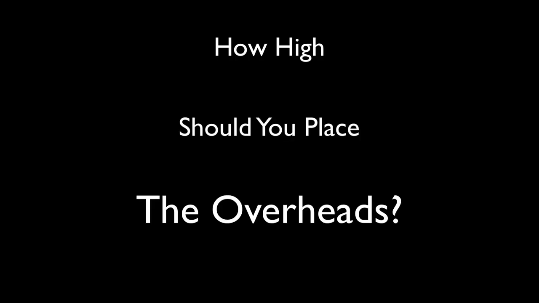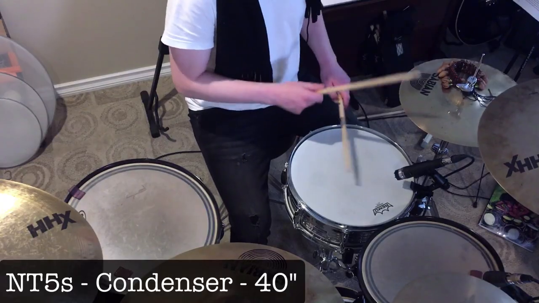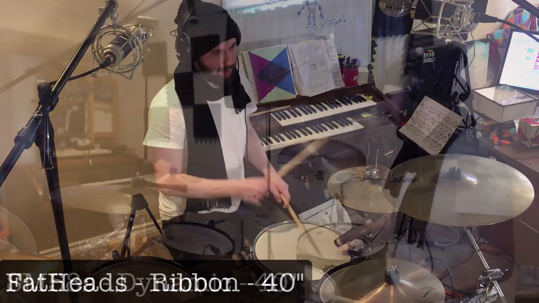And finally, how high should you place the overheads? And this is going to bring us finally to our audio examples. I've chosen two mic positions, one 32 inches from the snare and then another 40 inches from the snare, and I've recorded some takes with all three types of microphones: condenser, ribbon, and dynamic. So we're going to listen to some examples with all three microphones and hear how they add a different character to the drum set. We're going to hear each of the overhead positions soloed with all three of the microphones. Let's check that out.